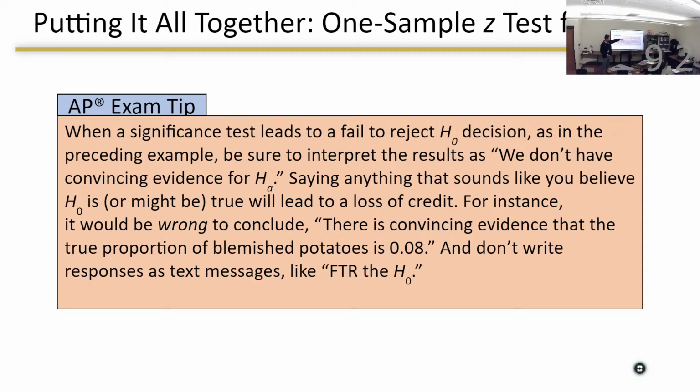When a significance test leads to fail to reject, just be careful about this. The decision, be sure to interpret the results. We don't have convincing evidence for Ha. Anything that sounds like you believe Ho is true or might be true is going to ding you significantly. We cannot say Ho is true. There is convincing evidence that the true proportion of blemished potatoes is 0.08? No, we just failed to reject it. There wasn't enough evidence to say that it was not 0.08. Don't abbreviate FTR. I talked about that. That won't work.